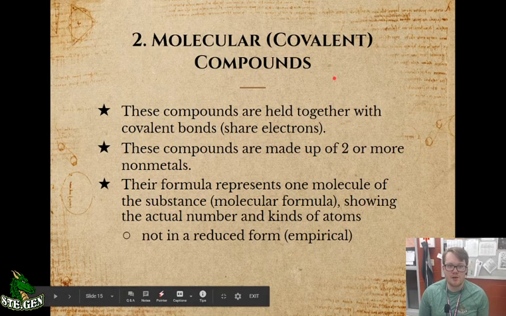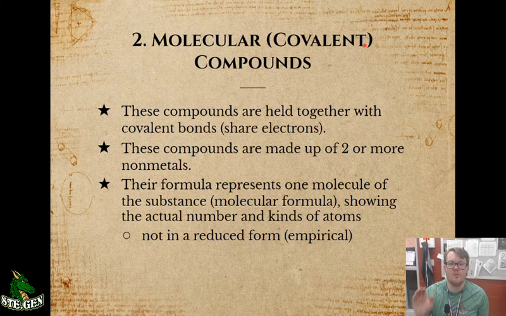Today we're going to be talking about molecular or covalent compounds. Now, you have probably noticed that I use those two terms interchangeably, and they're both correct. They are completely interchangeable. Covalent describes the bond. They are covalently bonded together compounds, and we call covalently bonded compounds molecules. So molecular or covalent compounds are the correct names.